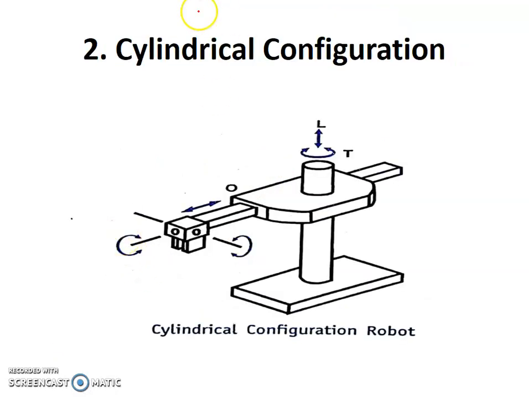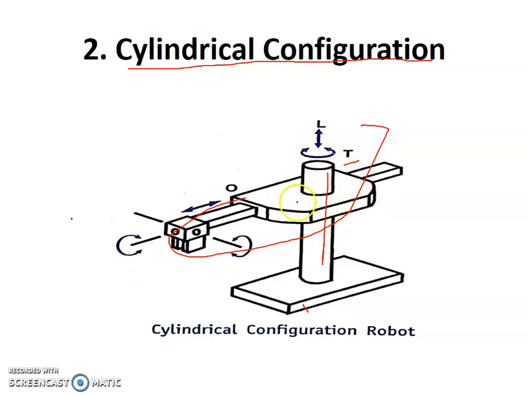Next, the second one, we have another configuration of the robot called the cylindrical configuration. Here we can see this is the base of the robot, and we have a cylinder which is fixed on the base. On the cylinder we have another joint. That joint can have rotational or twisting motion, and it can have linear motion up and down. This whole assembly can move down, and again it can move up. This is the linear motion, and it can rotate, it can twist also.